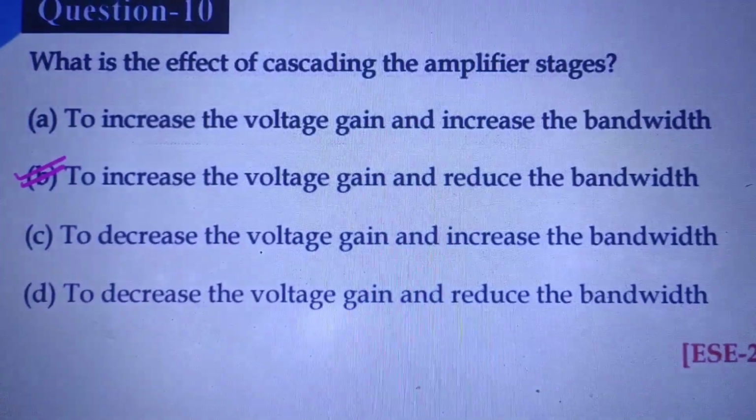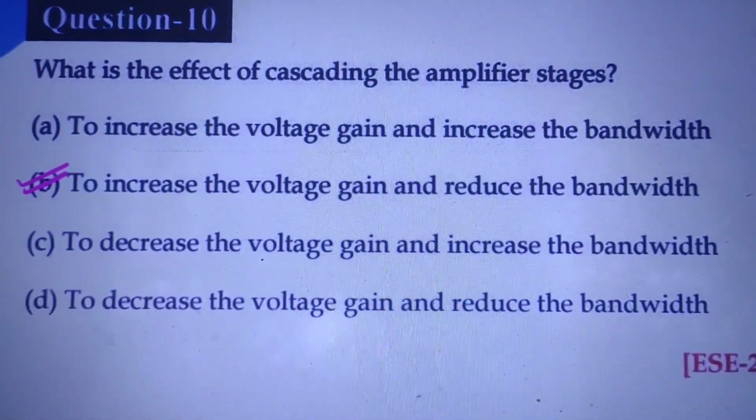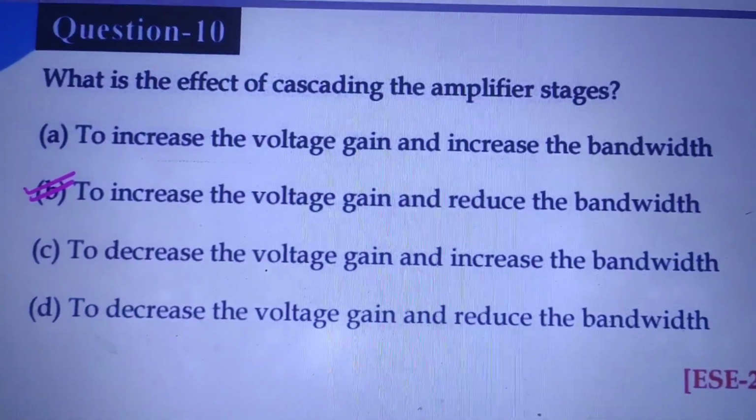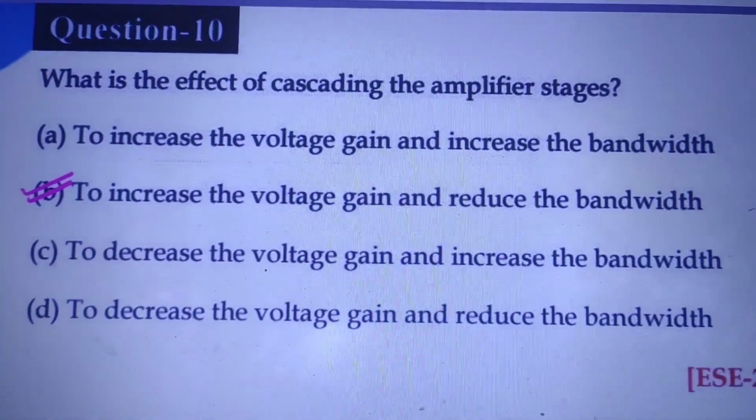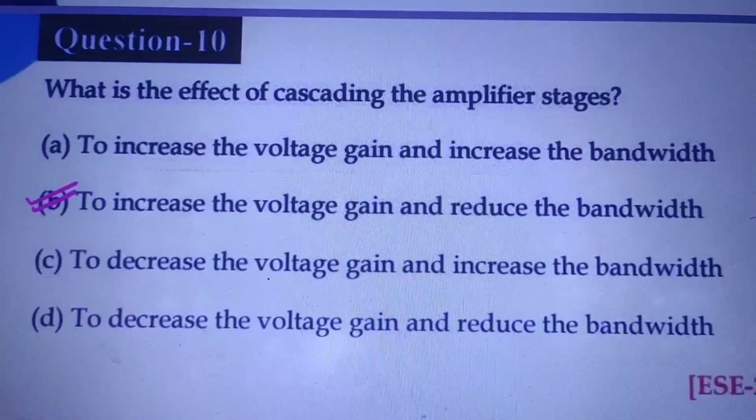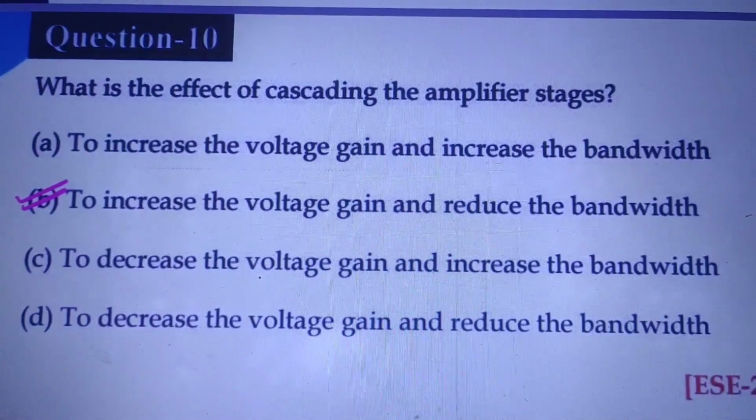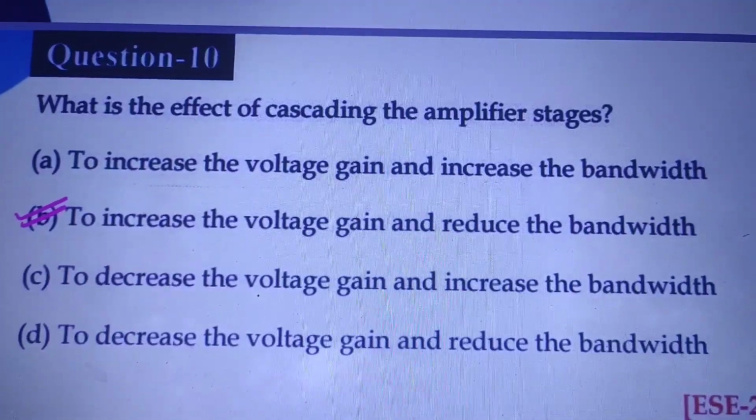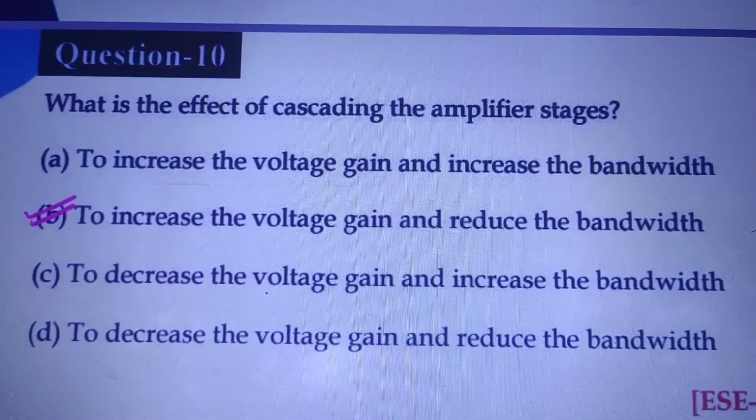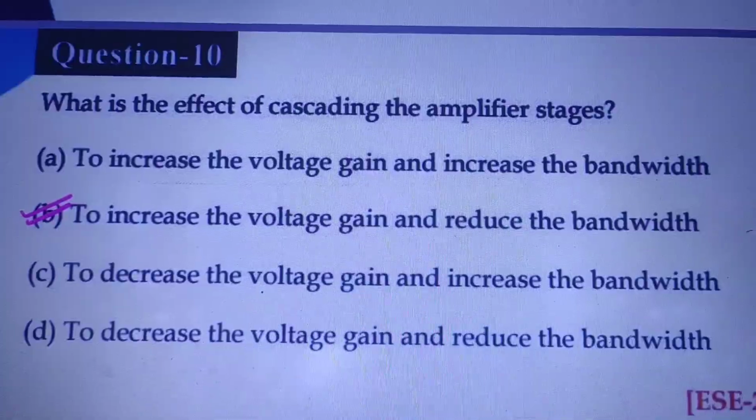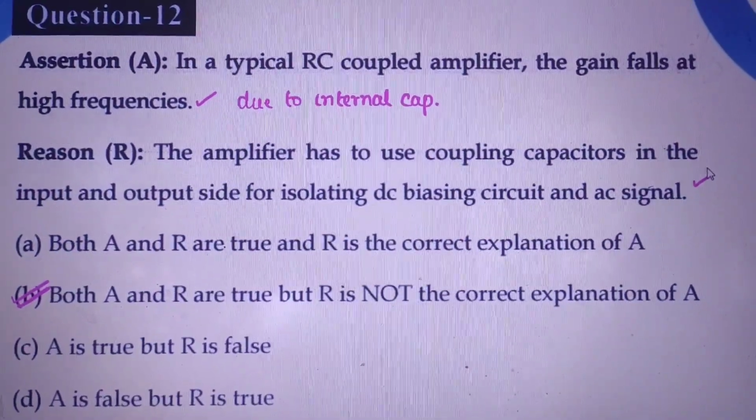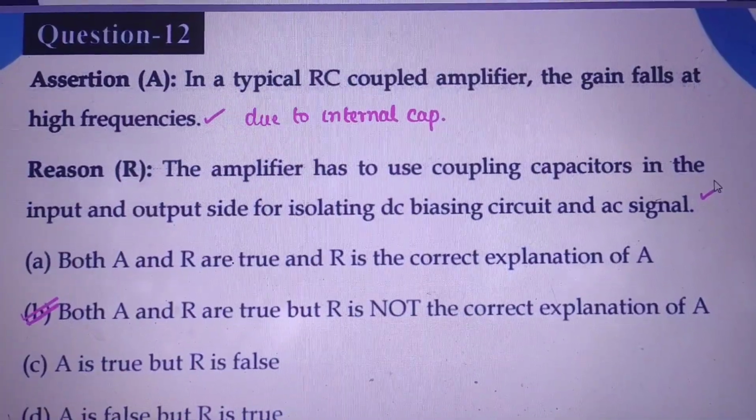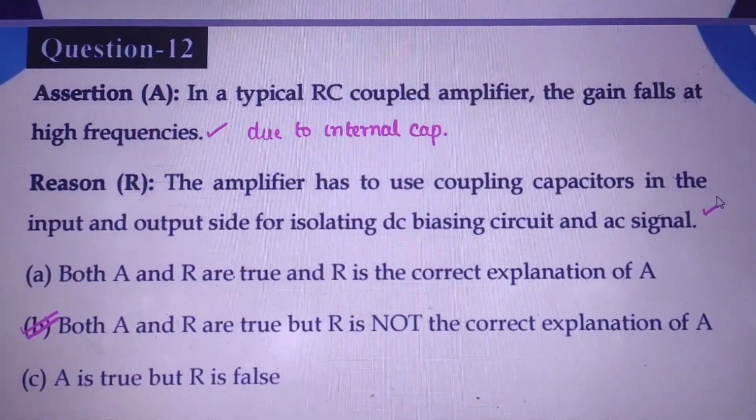The effect of cascading the amplifier stages. By cascading the amplifier stages, voltage gain will increase and bandwidth will reduce. By increasing the voltage gain and reducing the bandwidth, we get gain into bandwidth as constant. By cascading the different amplifier stages, the individual voltage gains are added. In a typical RC coupled amplifier, the gain falls at high frequency due to internal capacitance.